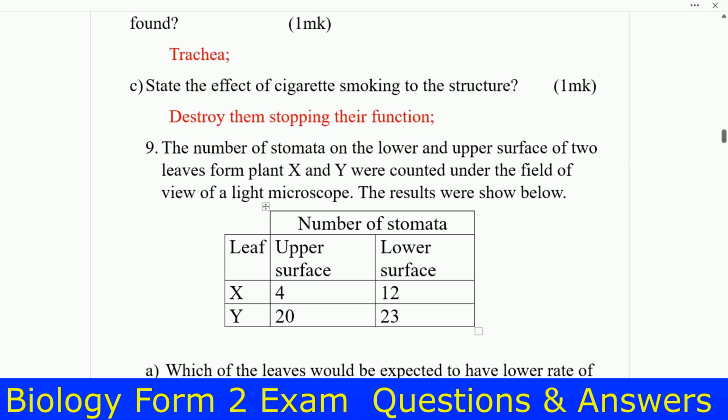Number 9, the number of stomata on the lower and upper surface of 2 leaves from plants X and Y were counted under the field of view of a light microscope. The results are shown below. So we have leaf X and Y. On the upper surface of leaf X we have 4 stomata. On the lower surface we have 12 stomata. Leaf Y has 20 stomata on the upper surface. On the lower side it has 23.